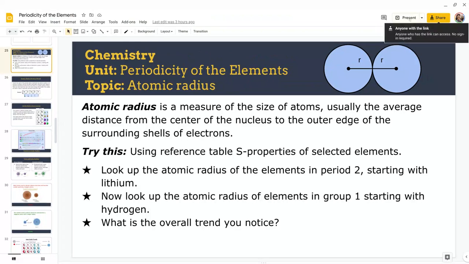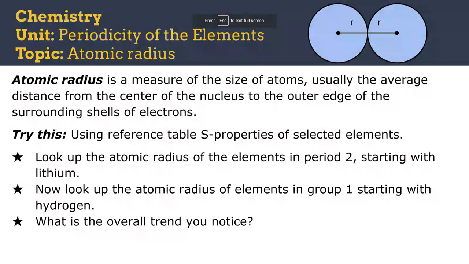It is time for us to do a quick recap on atomic and ionic radius. Okay, so this is in the unit of periodicity of the elements, or periodicity for short. All right, let's recap. Atomic radius is a measurement of the size of atoms, and we usually consider that to be the average distance from the center of the atom, so the nucleus, to the outer edge of the surrounding shells of electrons. So just remember some basic geometry here.